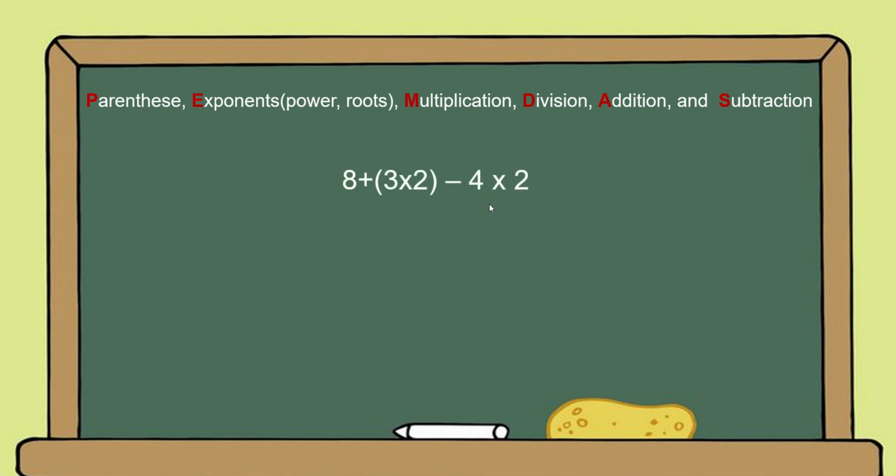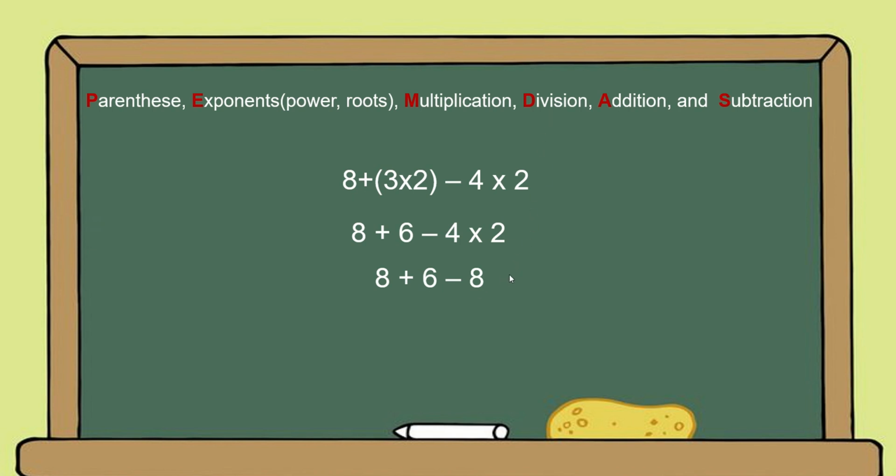First, we have to solve what's inside the parentheses. 3 times 2 equals 6. Then exponent, which we don't have here, so we go to the next, which is multiplication. 4 times 2 equals 8. After that, we have to go to division. As we can see, there are no division problems here.